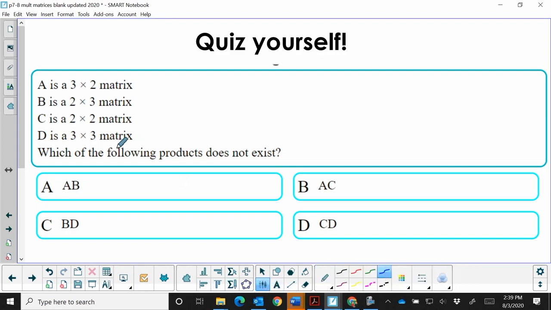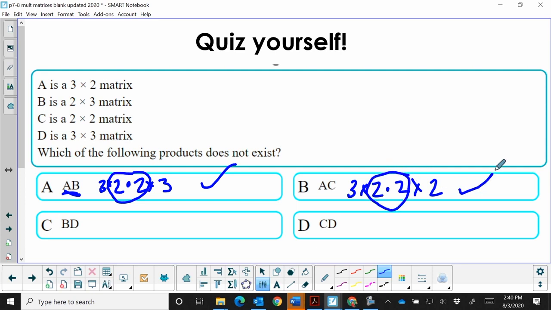Okay, so I'm going to start with A. A is a 3 by 2 times a B, which is a 2 by 3. That's the order I'm given these in. My inner dimensions match, so that one works. Let's try A and C. So A is a 3 by 2. C is a 2 by 2. Do the inner dimensions match? That one's a yes. So far, the first 2 work.